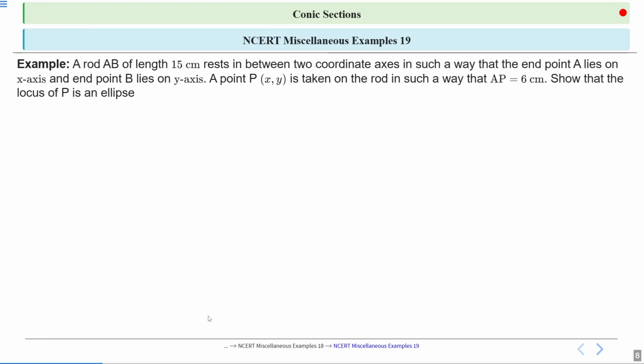In this example, we have a rod AB of length 15 centimeter placed in between two coordinate axes, that is x-axis and y-axis, in such a way that the end point A lies on x-axis and end point B lies on y-axis. A point P(x, y) is taken on the rod in such a way that AP is 6 centimeter. Show that the locus of P is an ellipse. So students, first of all, think about this. How would you approach this example?